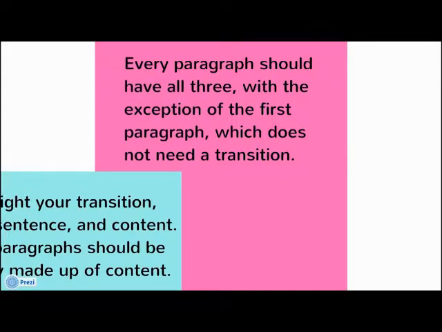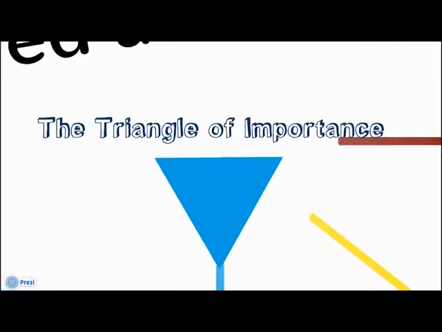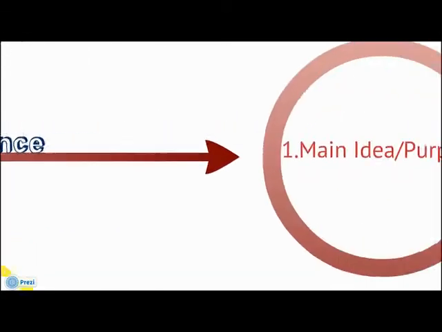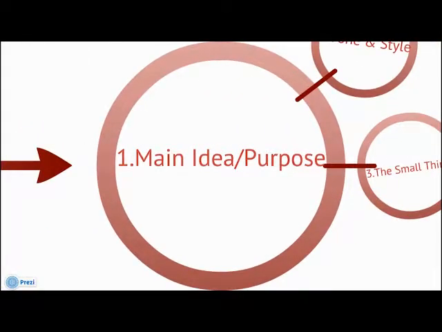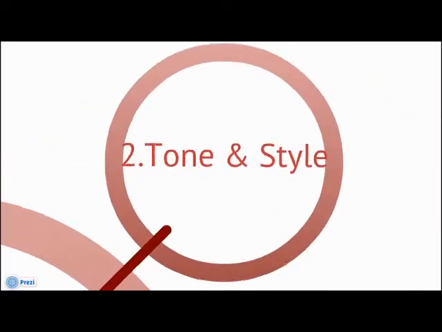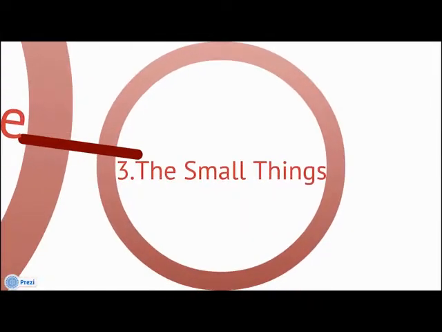Let's briefly review. To create unity and focus in your paper, you should first understand the purpose of your paper and make sure it revolves around your thesis. Second, determine what tone would be most appropriate. And third, focus on the small things and technical details to bring your essay together. Follow these three steps and you'll be on your way to a well-developed, unified, and focused paper.